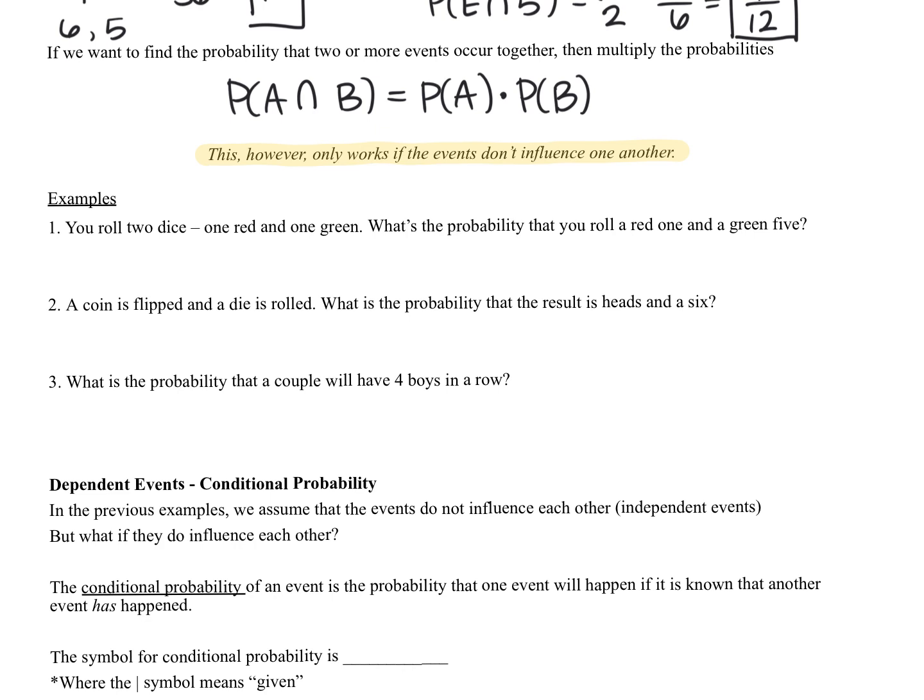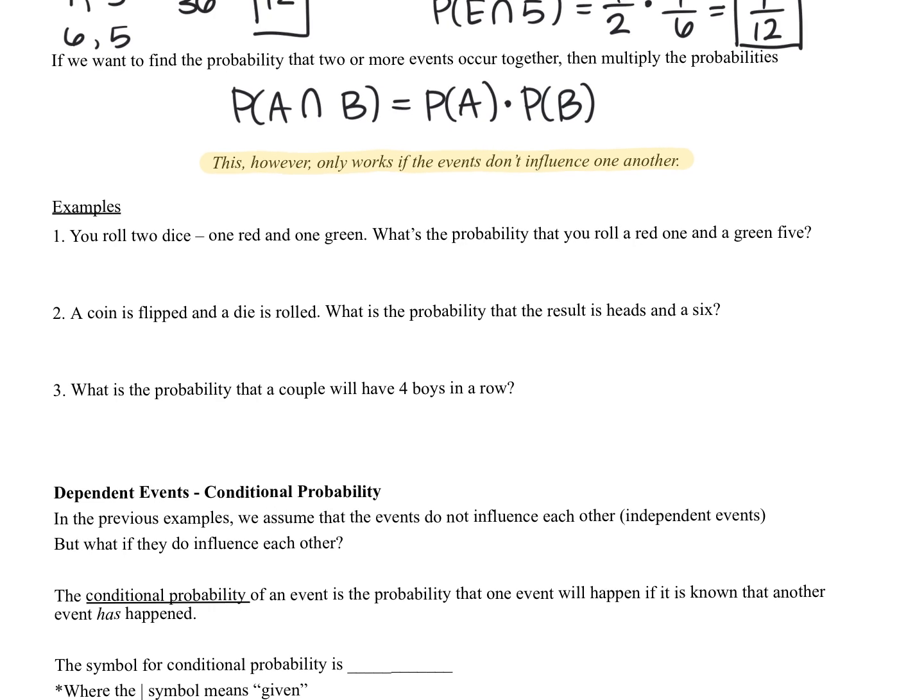So you roll 2 dice, one of them is red and one of them is green. We want to know the probability that you roll a red 1 and a green 5. So that's the probability of a red 1 and a green 5. So I can do these separately. So getting a red 1, 1/6, times a green 5, 1/6, which gives me 1/36.